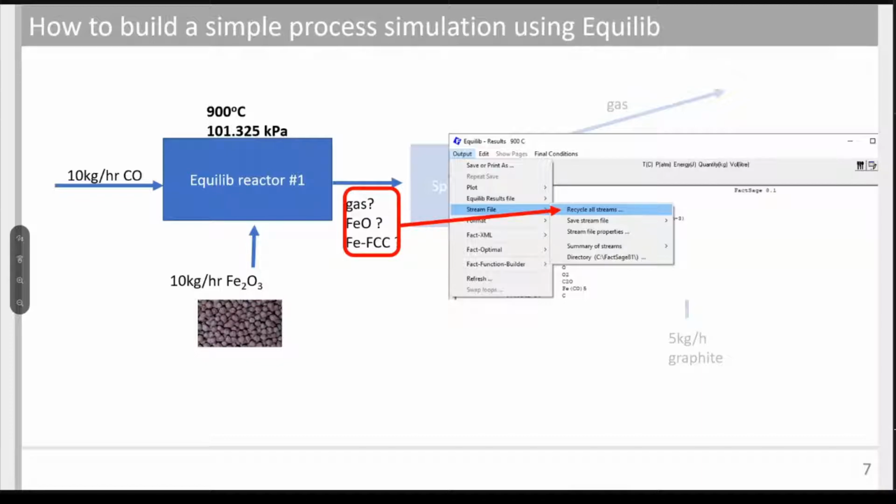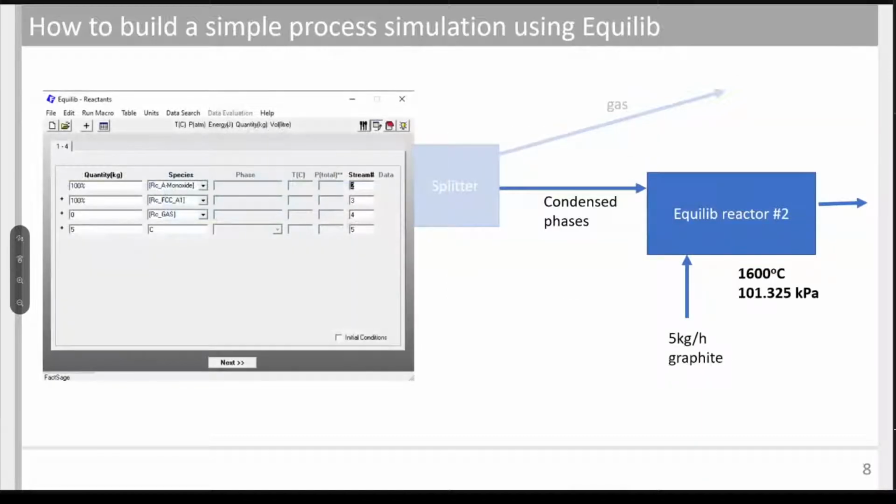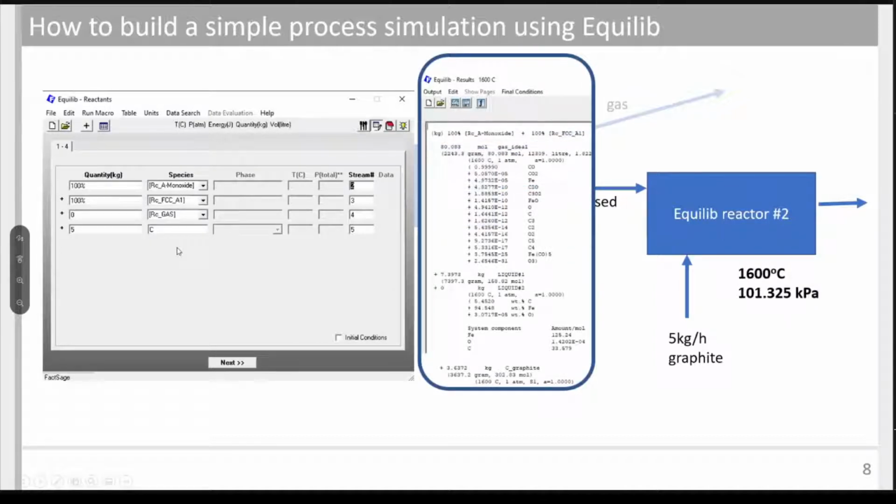So we have done the calculation, and we have saved the stream. Now we need to solve the equilibrium reactor. So we would go back in the mass balance window. We would, in this case, put 100% of the monoxide solid solution, 100% of the FCC solid solution, and we'll add another stream that contains carbon. We would continue and obtain the result by calculating the equilibrium state.